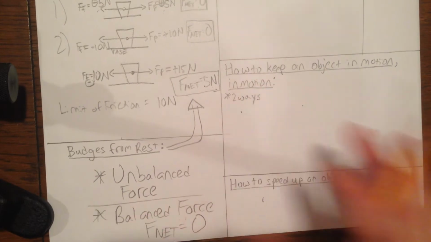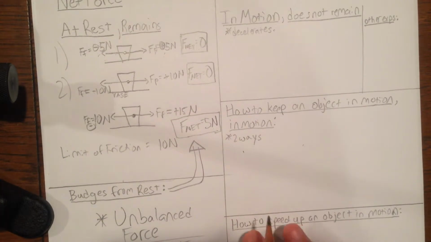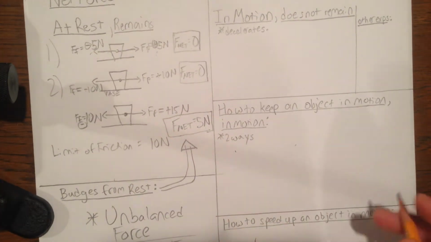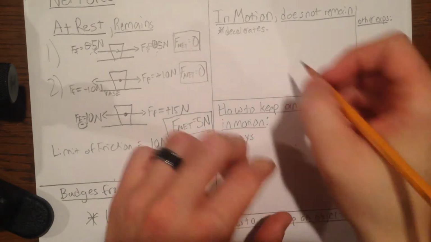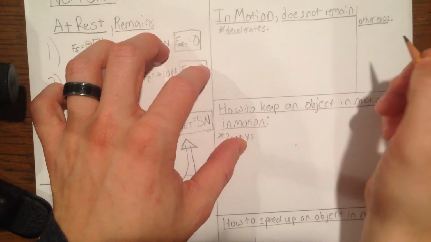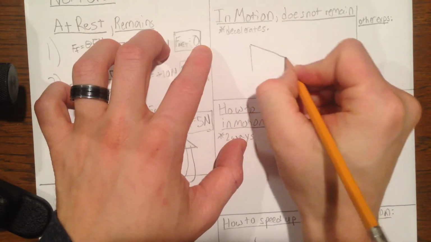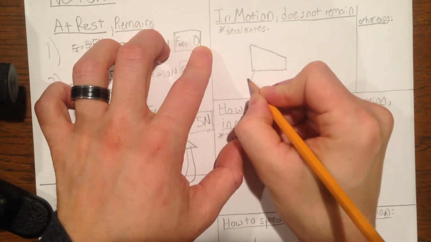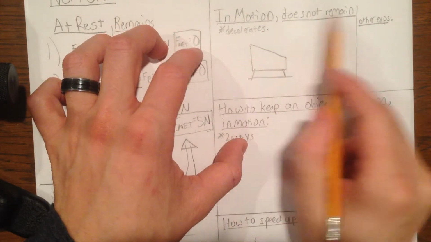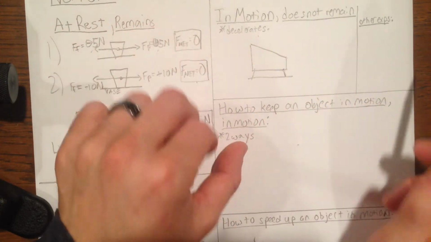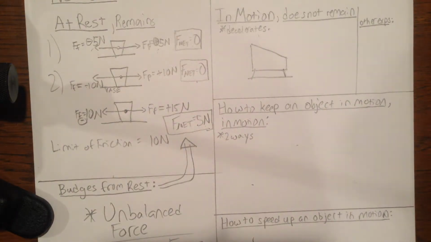Alright, so let's look at motion as our next example, on the right side of the page here. In motion, does not remain in motion. So I wanted to look at an example similar to sliding along the floor like we looked at in class. Let's just take a sled, draw a little trapezoid with some little skis on the bottom, and you got a sled. It does not remain in motion, so it decelerates. Normally a sled going along the snow doesn't immediately come to a stop, but it's slowing down, decelerates, right?